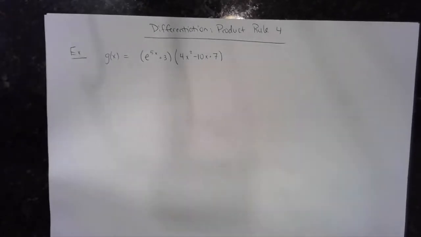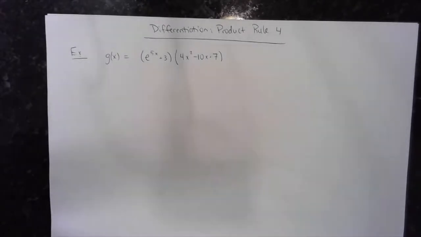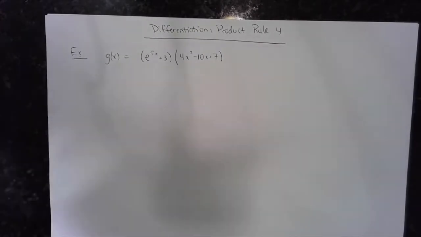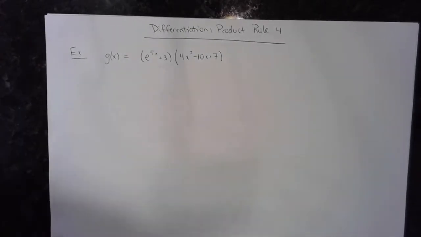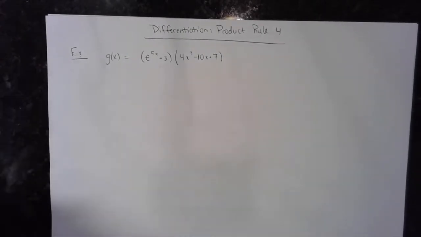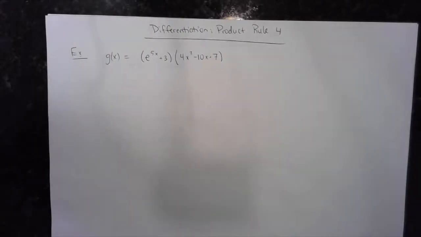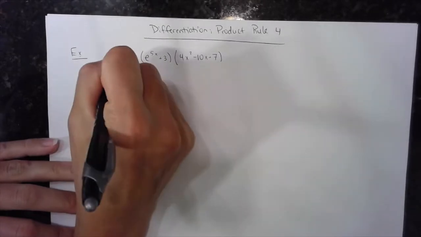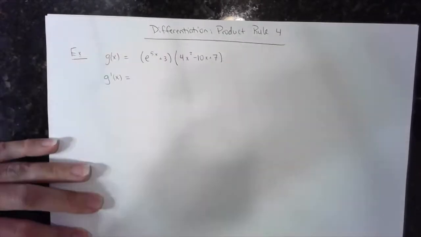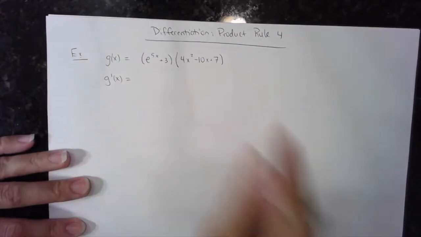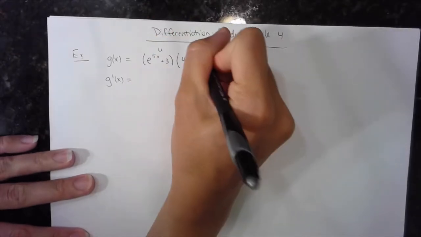Differentiation again, product rule. I say product rule 4. It's the same product rule, but notice that, of course, my examples are getting more advanced. So, you have to use the product rule in a situation like this. Again, my function is a product of two different expressions, so u would be this and v would be this.